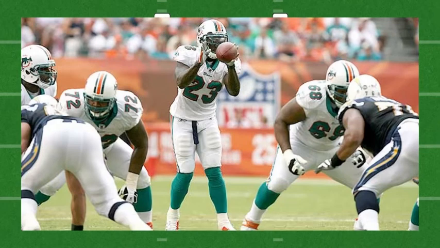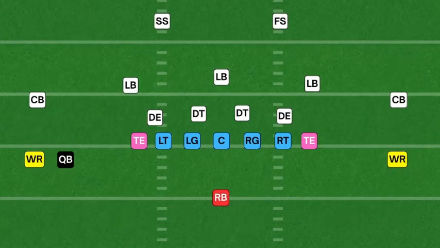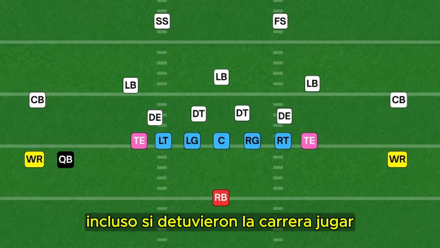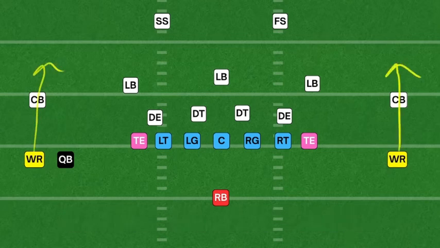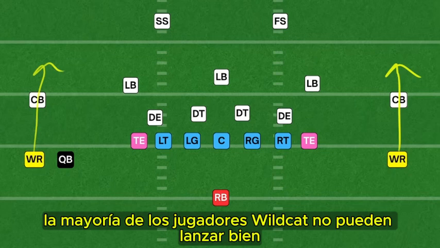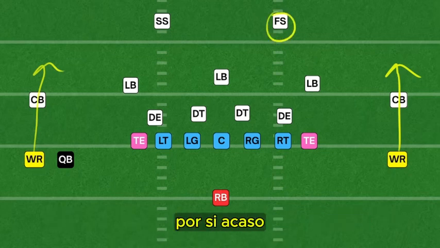Wild Hog. The Wildcat also created constraint for defenses. Even if they stopped the running play, they had to prepare for the possibility that the running back might throw a pass. Most Wildcat players can't throw well, but the threat forces defenses to keep someone deep just in case.